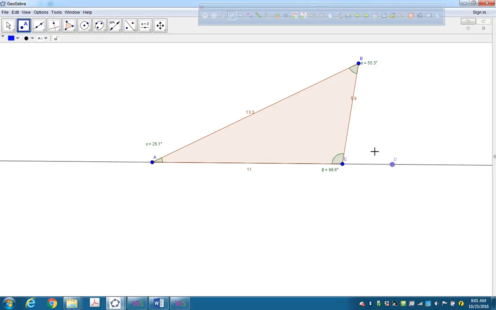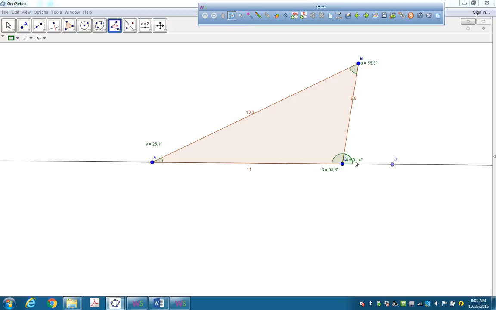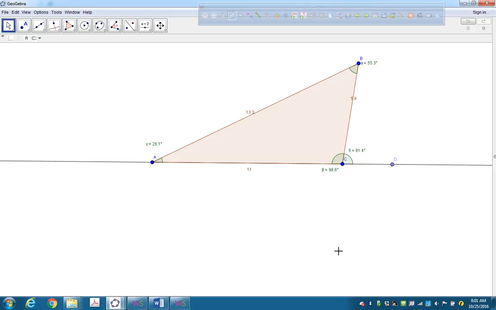Then measure this angle right here, BCD. Remember that you have to go clockwise. So I'm going to measure the angle, and call it DCB. This angle has a measure of 81.4. They call this, what is that symbol? I think that's a delta. That's alpha, this is gamma, this is beta, okay?